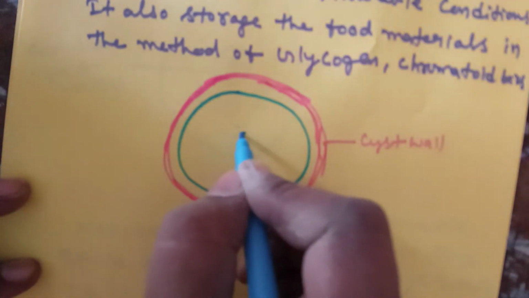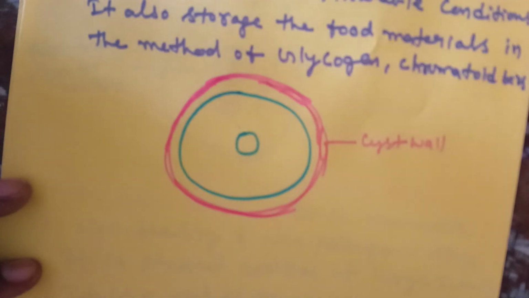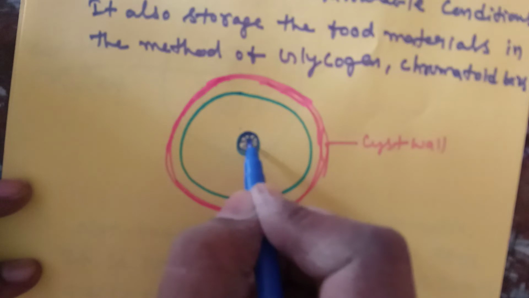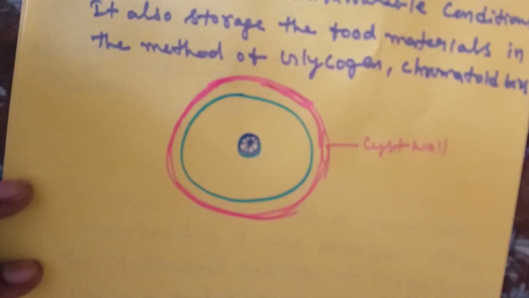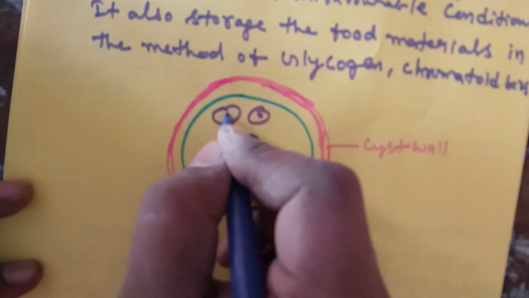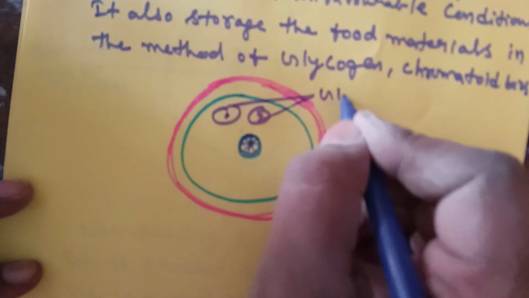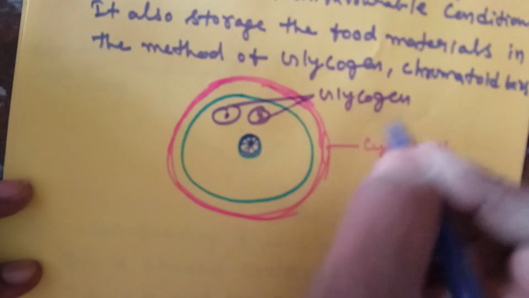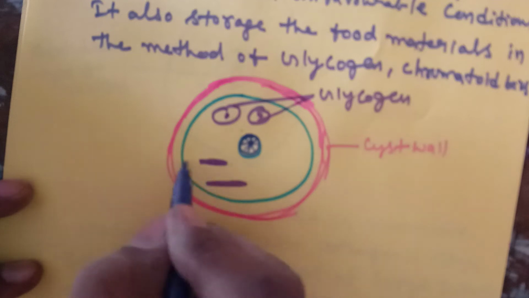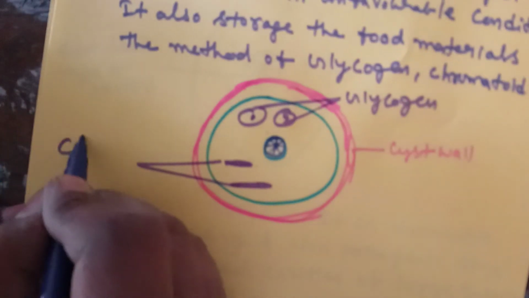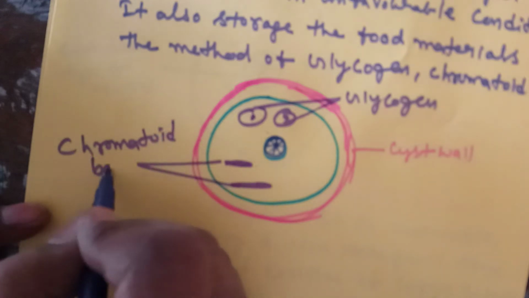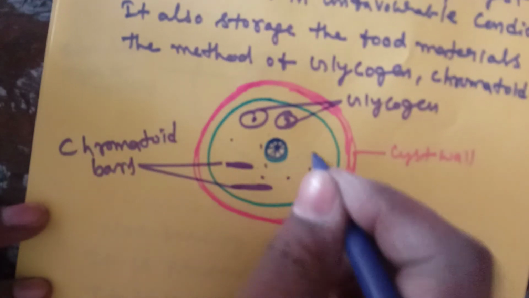Inside, the nucleus is present. A cartwheel shaped nucleus is present. Food material is stored in the form of glycogen and chromatoid bars. These are the chromatoid bars, and this is also called the cytoplasm.